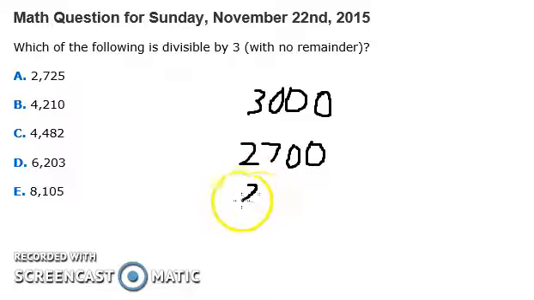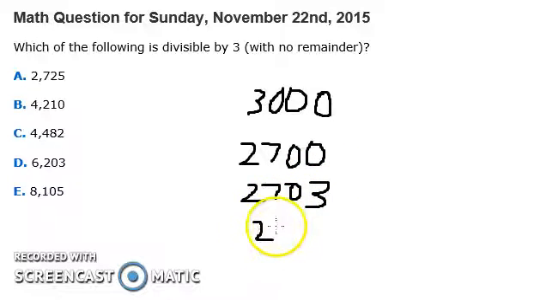If 2,700 is a multiple of 3, then so is 2,703, 2,706, 2,709, 2,712, 2,715, 2,718, 2,721, 2,724, and 2,727. So that's not a multiple of 3.